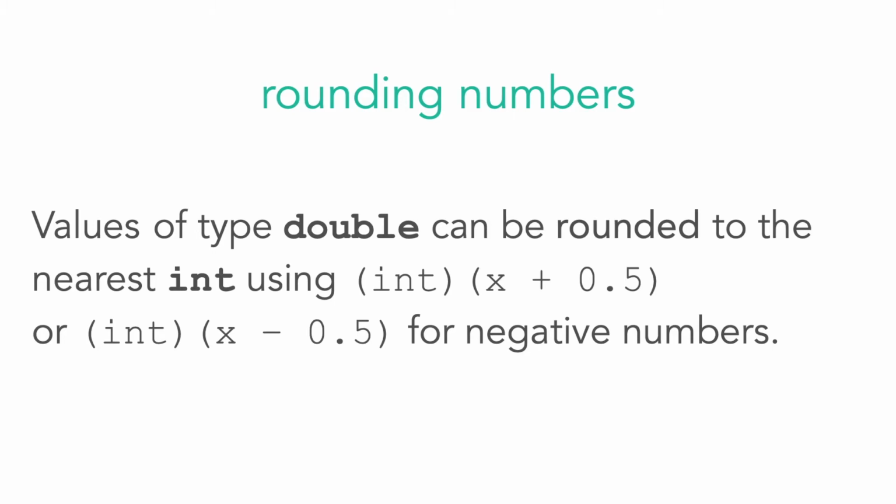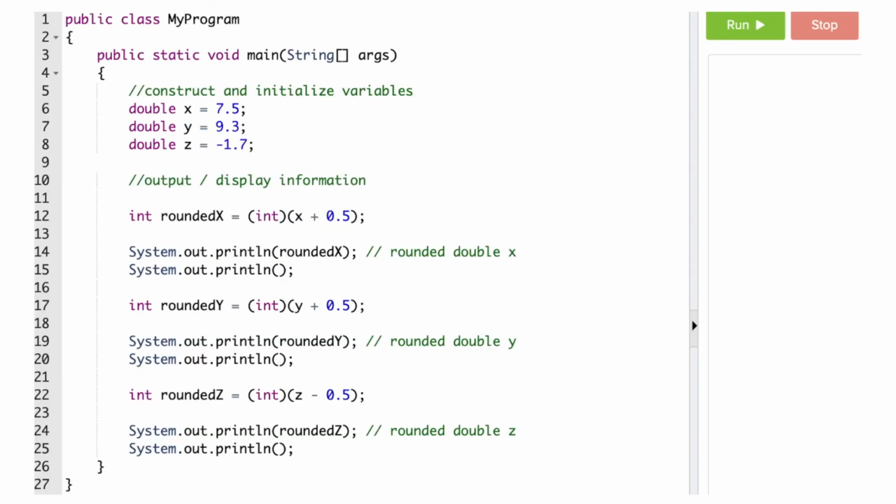Values of type double can be rounded to the nearest integer using the casting operator (int) on x plus 0.5, or casting operator (int) on x minus 0.5 for negative numbers. Let's look at this example. We've initialized three variables of type double. If we want to round the value in variable x to the nearest integer, we add 0.5 to the value and then cast the result as an integer.